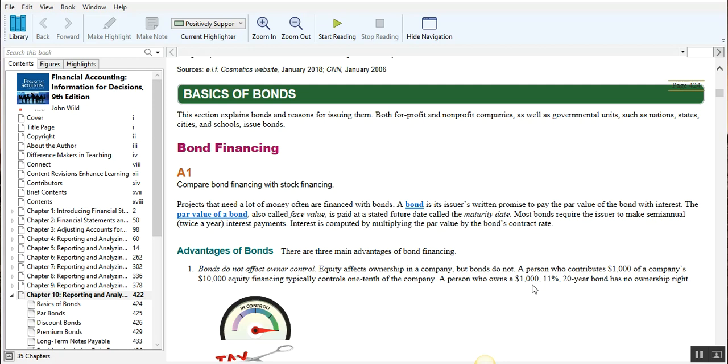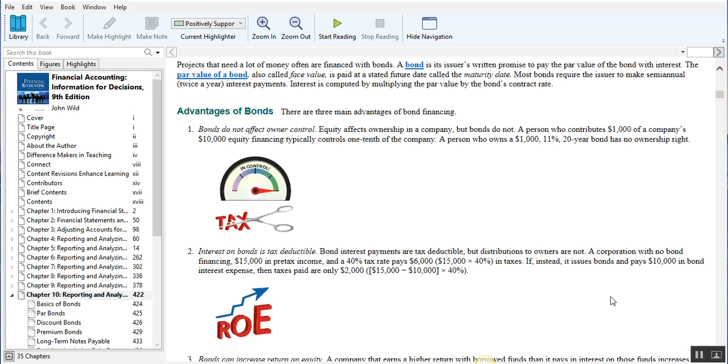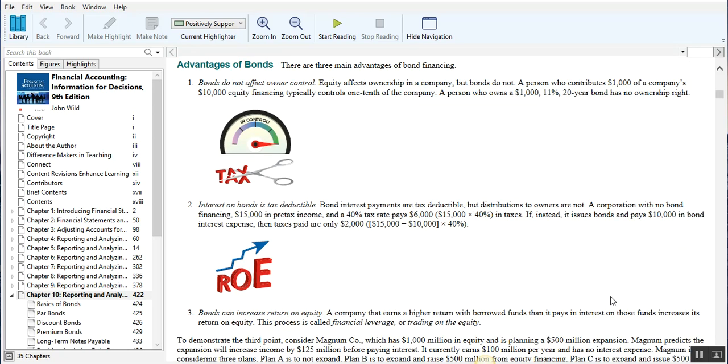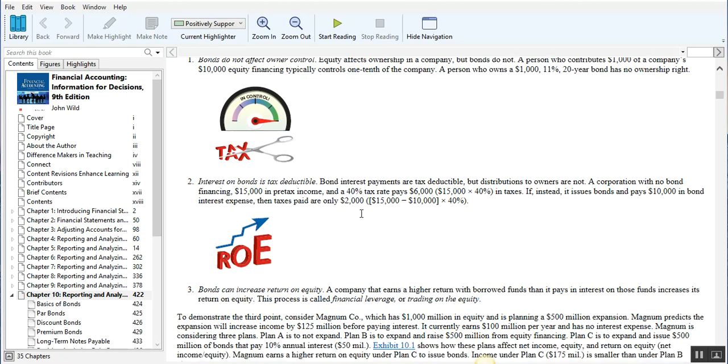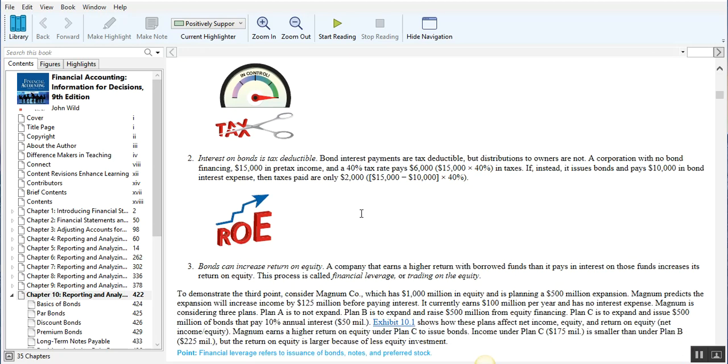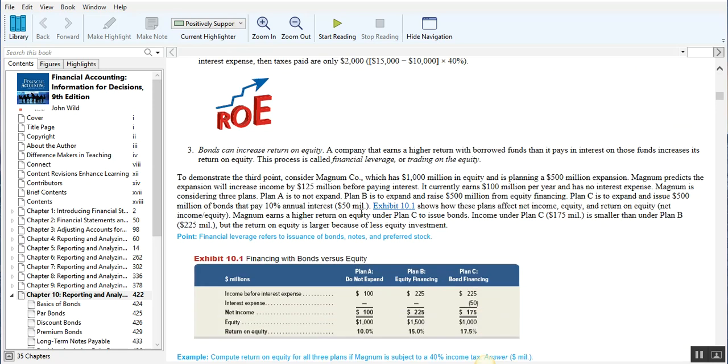That'll identify it. The advantage, like I said, is that the owner of the bond really doesn't have any ownership in the company, and they're not allowed to vote for the board of directors, and there's no dilution of the stock value or additional shares of stock that are issued. Also, another advantage is that the interest is tax deductible, so you have a tax advantage on the payment of interest on those bonds.